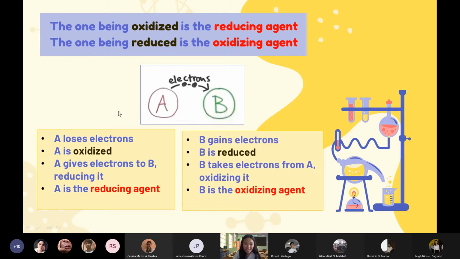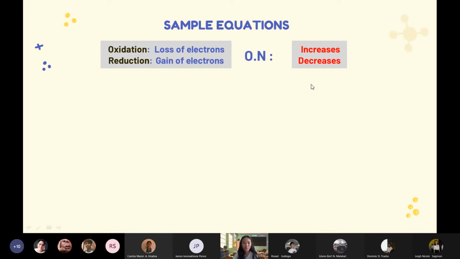Just look at which one is oxidized, and that is the reducing agent. For B, B gains electrons, so B is reduced. B takes electrons from A, oxidizing it, by receiving electrons from A. Now B is the oxidizing agent. As we go along with equations, because we are dealing with equations already here, we determine the oxidation number, the oxidizing agents and reducing agents.